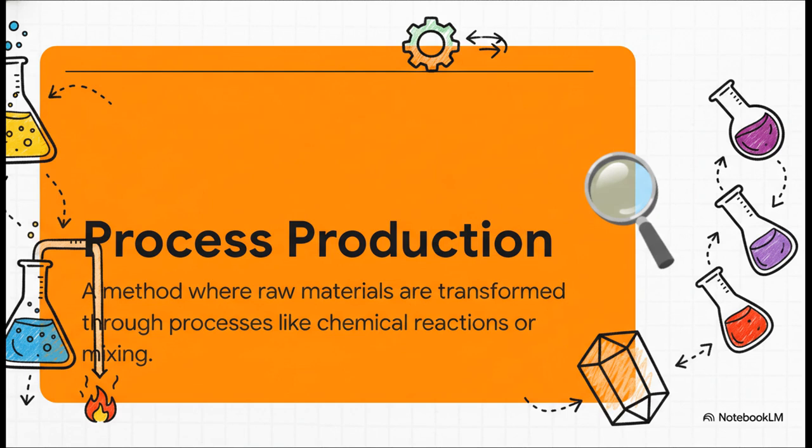You start with raw materials, a lot of times they're liquids or powders, and you use processes like mixing, heating, or chemical reactions to create the final product. See, unlike counting individual screws, here it's all about precise ratios, formulas, and process control, because just a tiny variation in temperature or timing can ruin the whole batch.